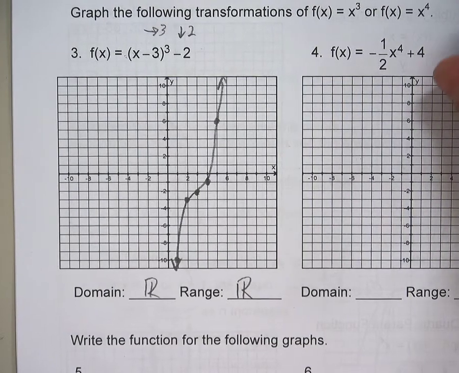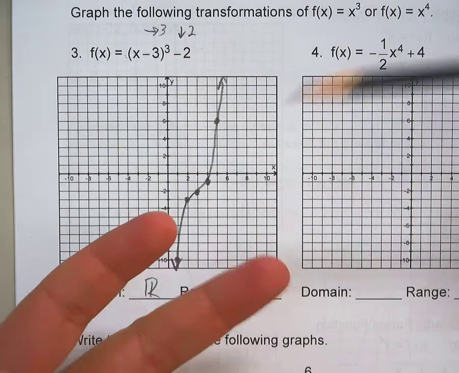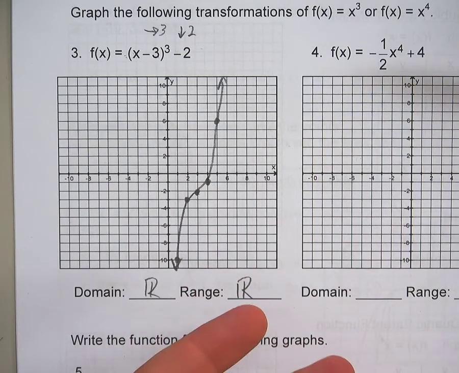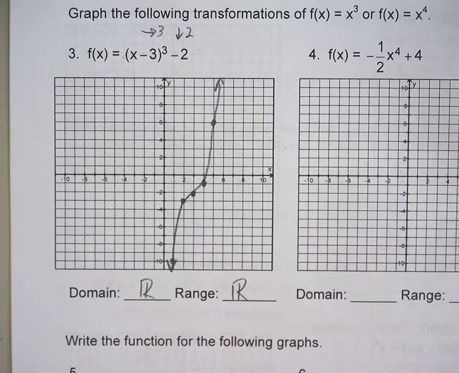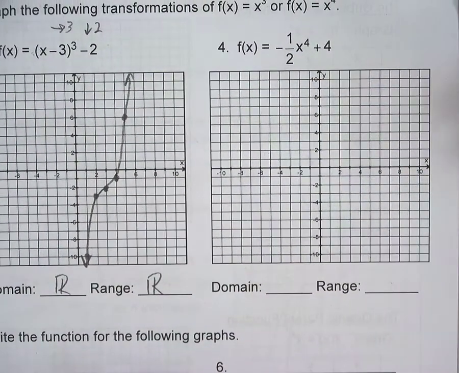All right. So again, it's just right 3, down 2. So the same rules still apply. All I'm doing is a different shape. That's all it is. It's the same rules. It's just a different shape. So number 4 here, same rules, different shape, right?